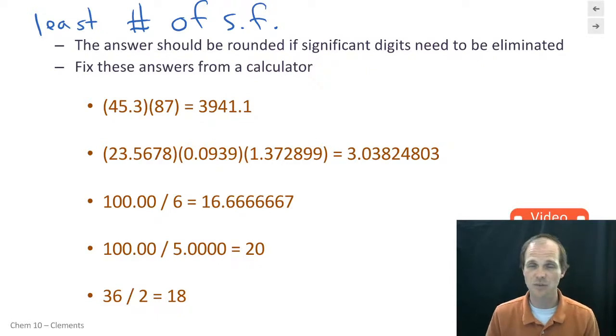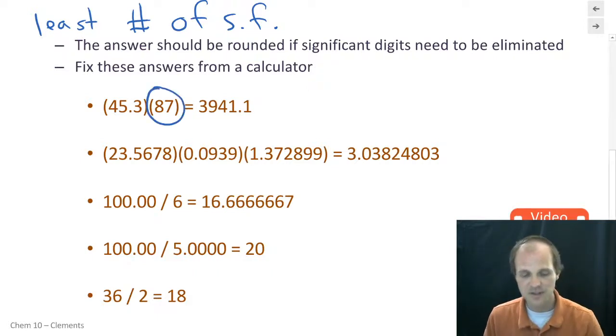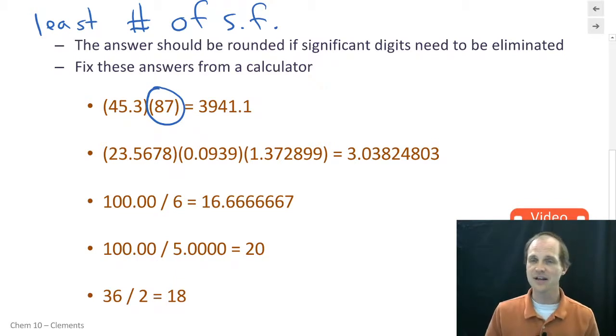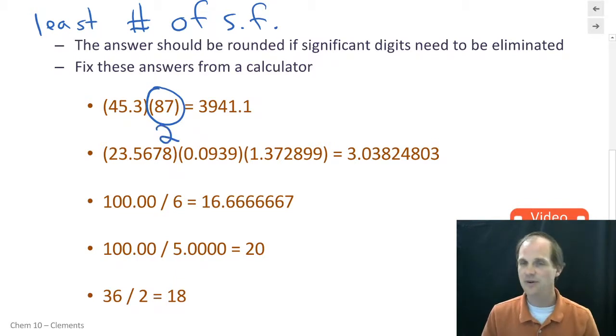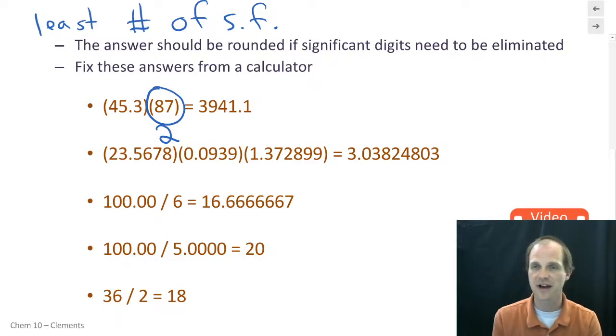The calculator gave us one answer, and what we're going to do is fix that answer to take into account that we don't know anything. When we look at this 87, it's only got two significant figures. We don't know if that next digit is a 4 or a 5 or a 7 or a 3. We don't know anything about it.